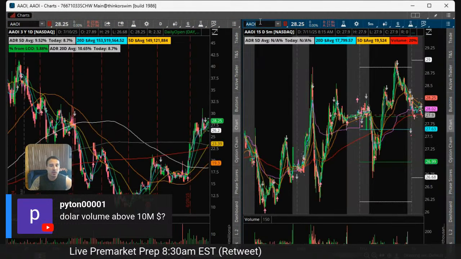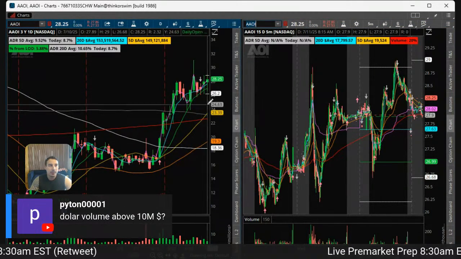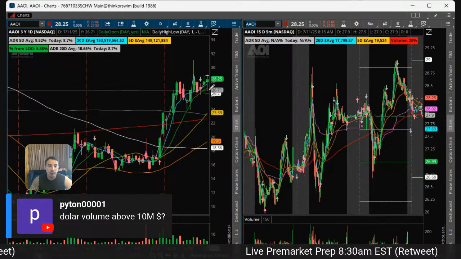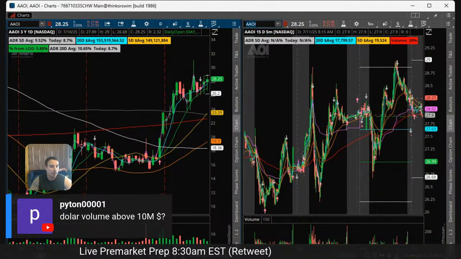AOI, yeah, nice action recently over the 200. Starting to flag out here. Better, a little undercut, a little breakdown and build another higher low against the 20, I think would be nice.